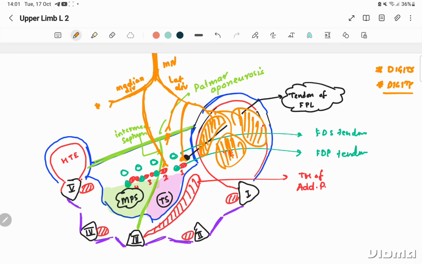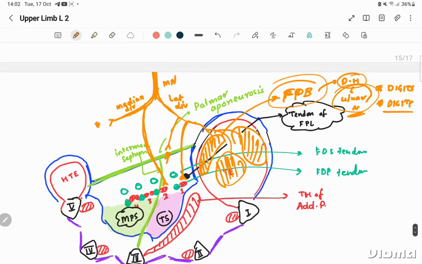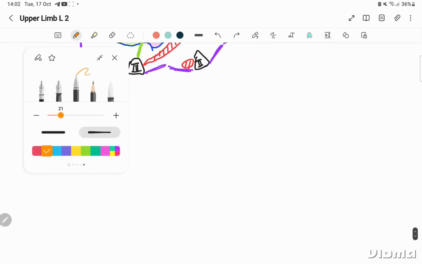So if you understood what things are supplied by this: flexor pollicis brevis, the deep head is sometimes supplied by the ulnar nerve. Okay, you don't need to remember this as such. Just say flexor pollicis brevis is supplied by your median nerve. So this is the course of the median nerve in the hand.